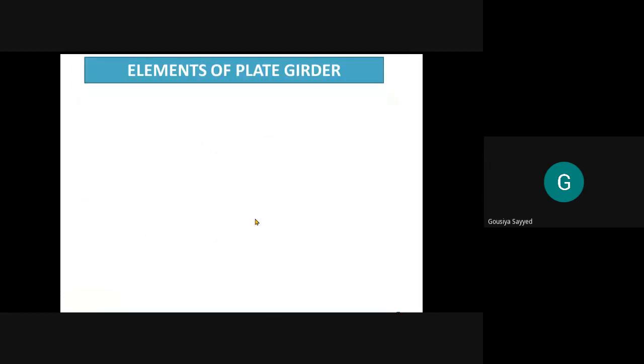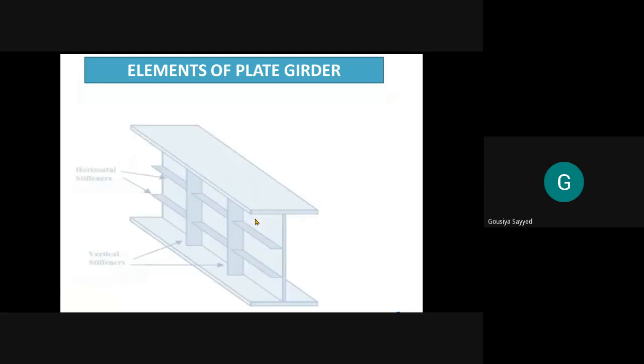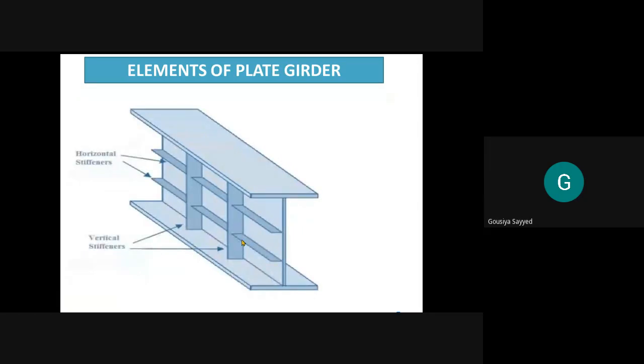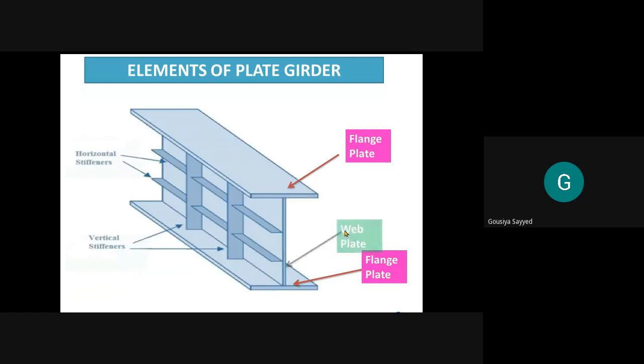Let us discuss the different elements or components of plate girder. So this is the figure of welded plate girder. Just see these two plates, the top plate and the bottom plate, known as flange plates. And these flange plates form an I section by joining a vertical plate known as web plate. In welded plate girder, a thinner web plate is used. So there is a possibility of buckling or web crippling.